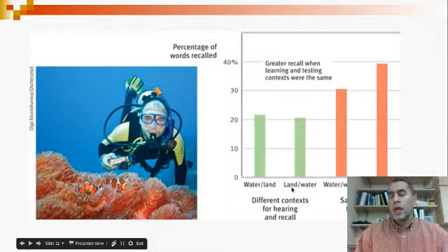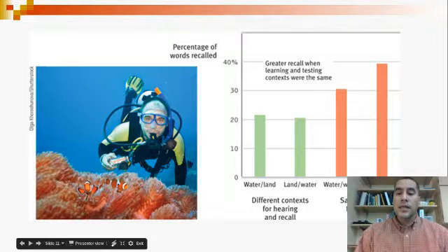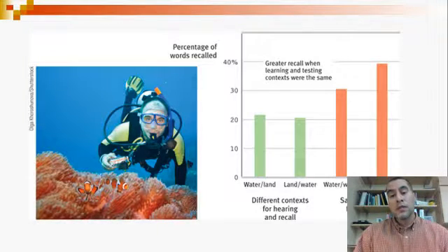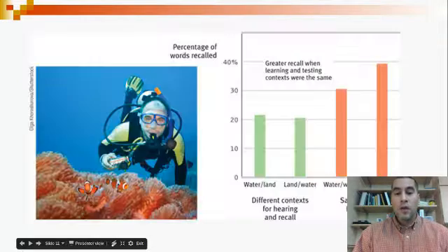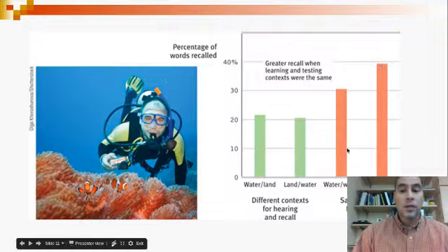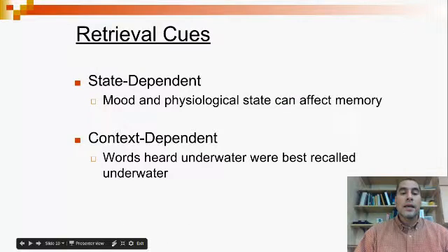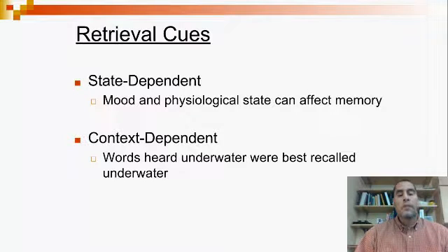Here's a condition where they heard the words on land and were asked to recall them underwater. You can see the percentage here. Here's the same context. They heard the words underwater and were asked to recall them underwater. Almost 10% better. Here's a condition where they learned the words on land and were asked to recall the words on land. Again, almost another 10% increase. So the orange lines here represent the idea of context-dependent memory. You will recall the word better when you're in the same context in which you heard it.